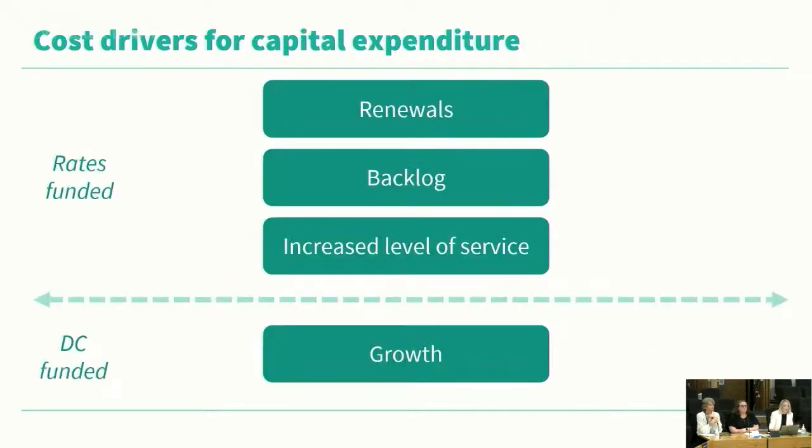So these are the cost drivers for capital expenditure. We have renewals, which is the replacement of end-of-life assets, backlog, which is new or upgraded assets to meet a current level of service, and then increased levels of service. These are all funded through rates or some other non-DC source. We can only use DCs to fund the growth component of an asset. And just a reminder that capital projects can have multiple cost drivers. The growth component can be an entire asset or it can be the component of an asset. So a project that is primarily renewal or backlog may include the upsizing of the asset to cater for growth.